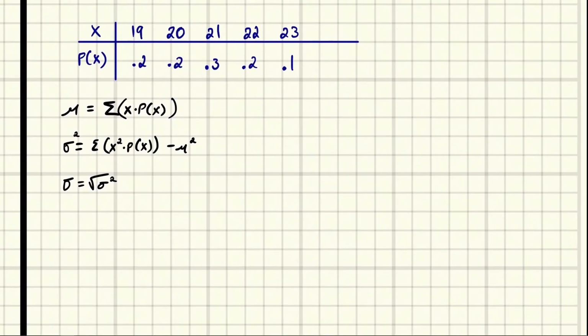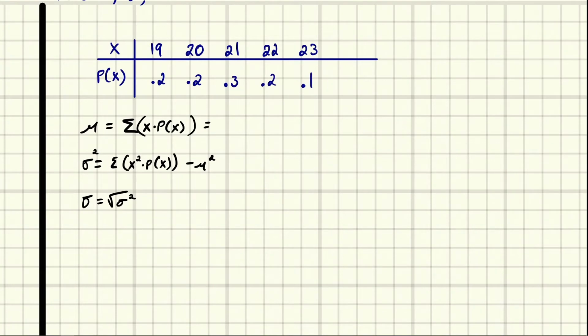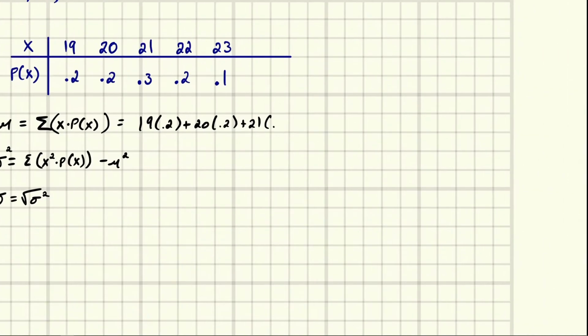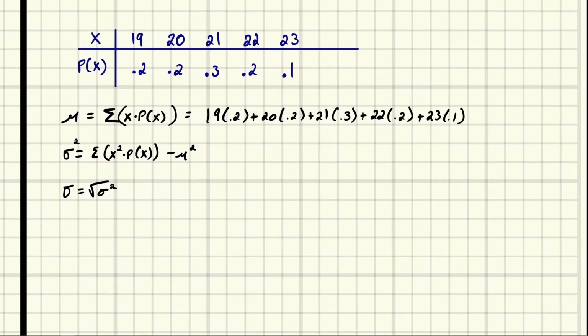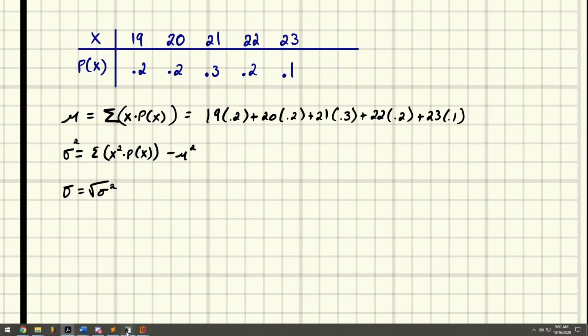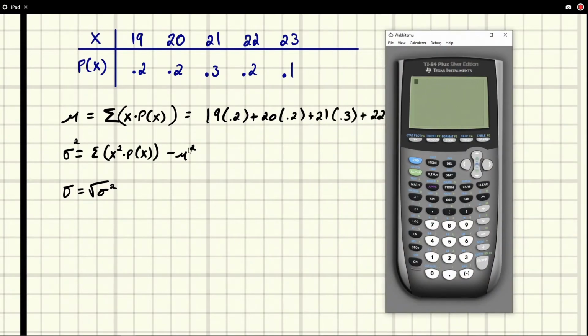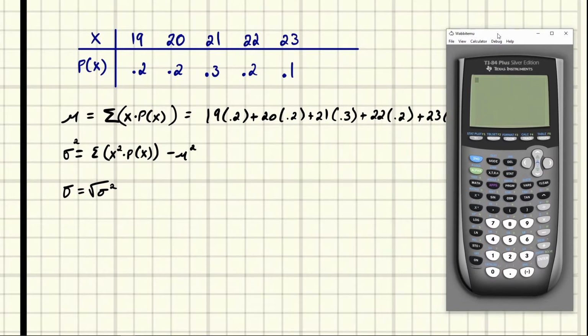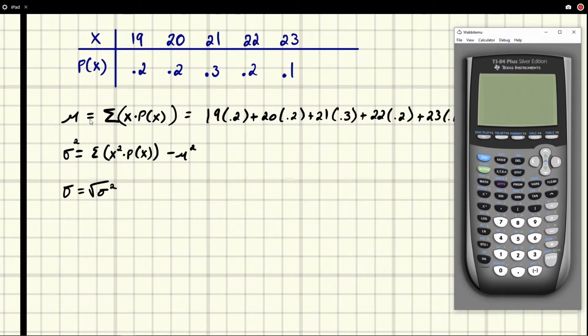So to do this, the mean is just going to be all of them multiplied and added. So it would be like 19 times 0.2 plus 20 times 0.2 plus 21 times 0.3 plus 22 times 0.2 plus 23 times 0.1. Whatever this is, that's going to be our mean. And we need that first because we need the mean for the other stuff. And fun fact, this is also the expected value, so pretty handy to know.